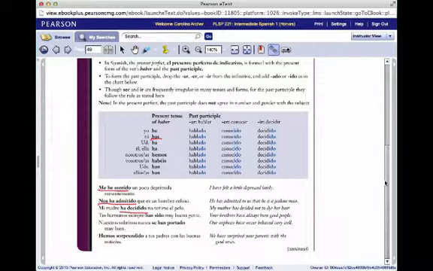Tus hermanos han sido muy buena gente. Nuestros sobrinos nunca se han portado muy bien. Y hemos sorprendido a tus padres con las buenas noticias. Okay, so the ado and ido part of the verb remains the same with all the different persons, but what changes is the haber verb. Okay, muy bien.